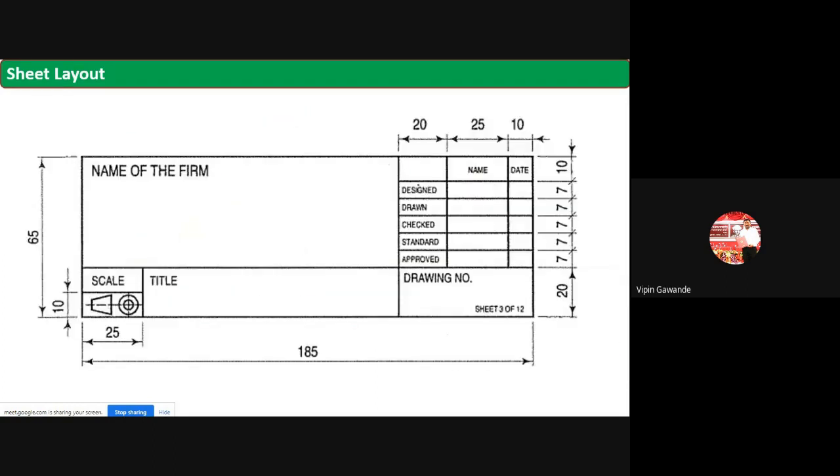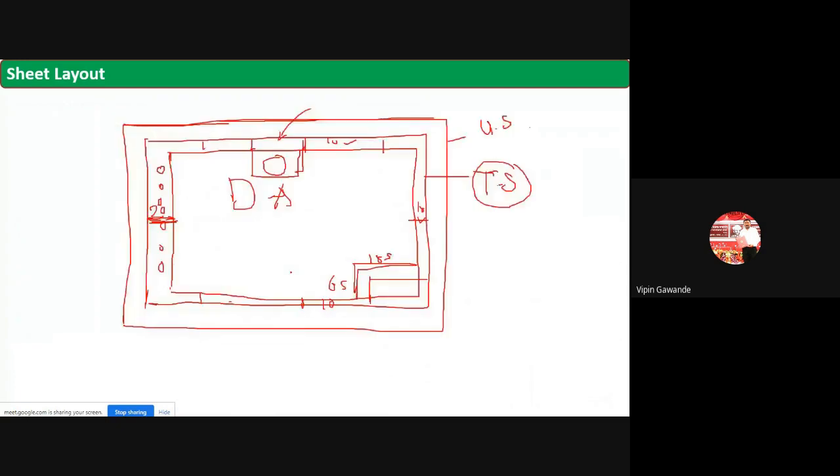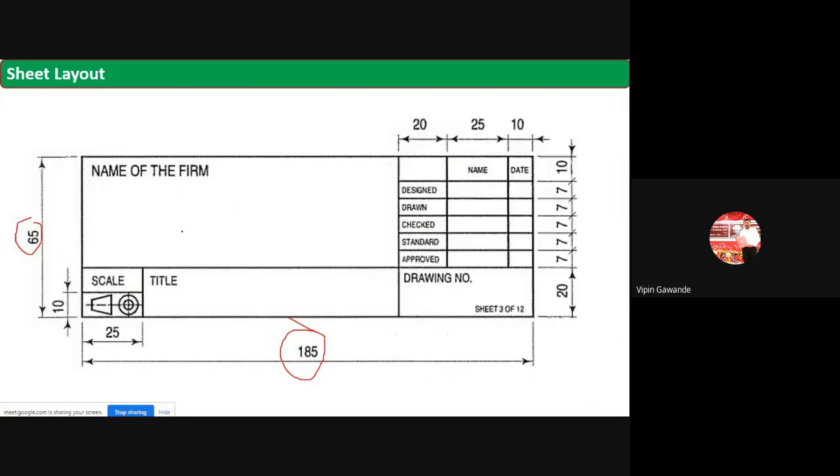So this is the title block. It has dimensions of 185 by 65, which we have taken from here. Now what has to be mentioned in the title block? We have to give the name of the firm, that is, the name of our institute. So you have to write down the name of our institute, VPKB IIT Varanasi, between parallel lines.